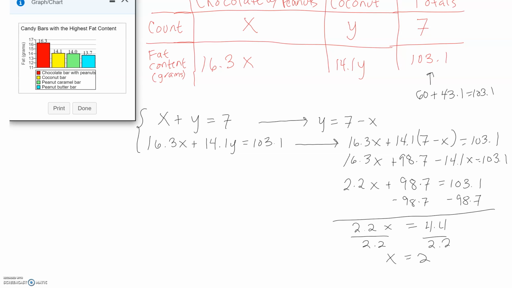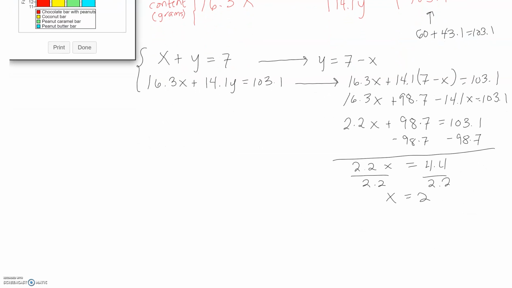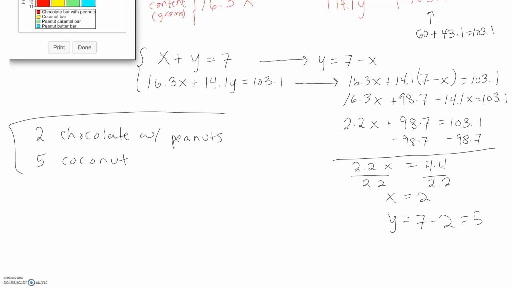And then we can solve for y by plugging back in, and y ends up equaling 7 minus 2, which gives me 5. So we have 2 chocolate with peanuts and 5 coconut. And there is our answer.